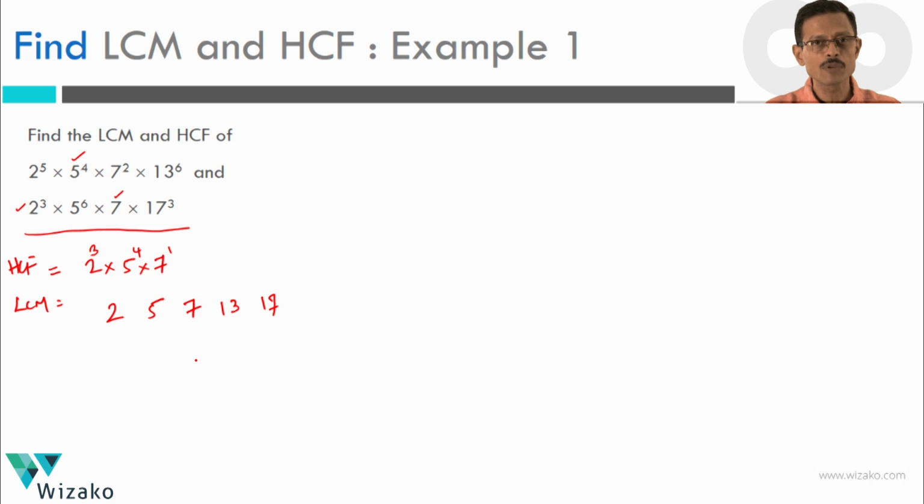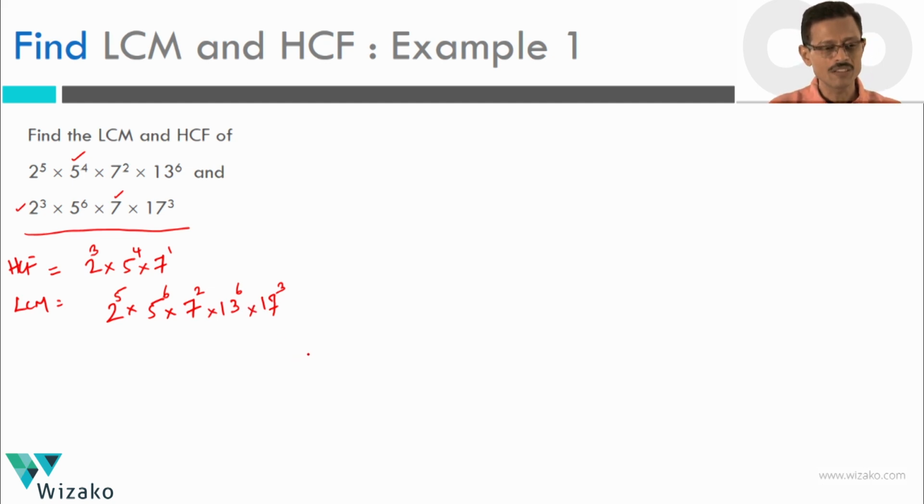If it has to be a multiple of both these numbers, what is the least power of 2 that it has to have? It needs to have a 2 power 5. If it does not have a 2 power 5 in it, it cannot be a multiple of the first number. Similarly, in the case of 5, it's going to be a 5 power 6. For 7, it's a 7 square. 13 and 17, we just list down whatever is available because they are present in only one of these two numbers. So the LCM is the product of all of these, 2 power 5 into 5 power 6 into 7 square into 13 power 6 into 17 cube.